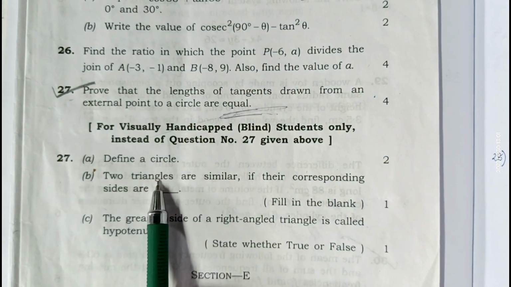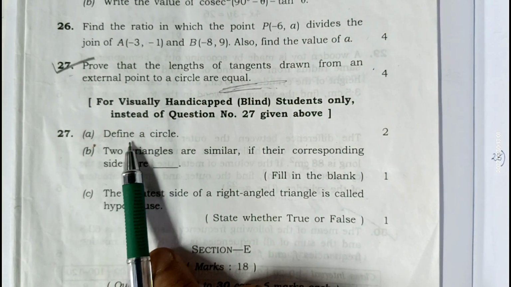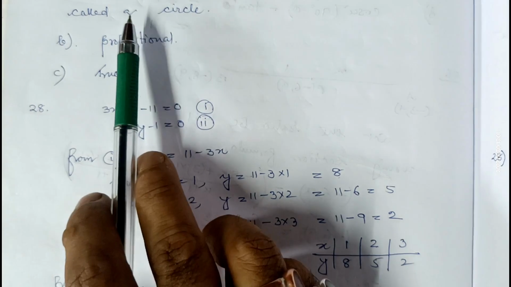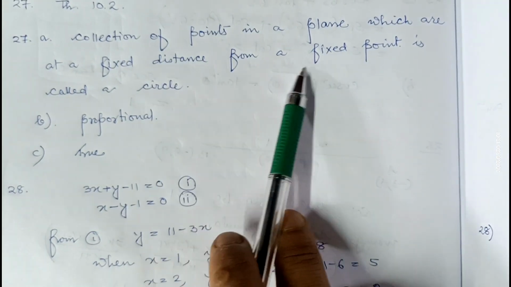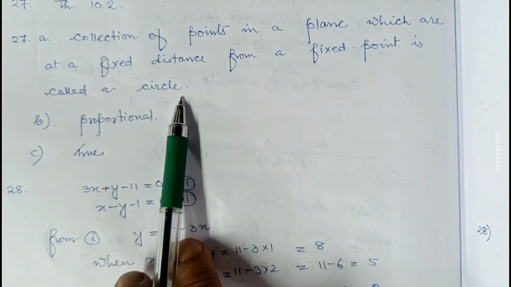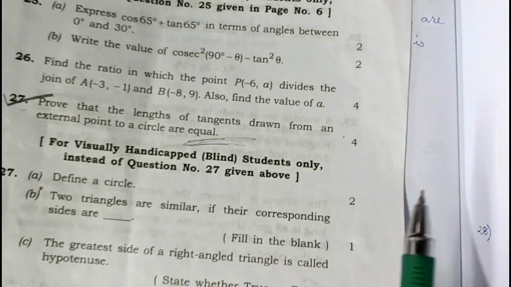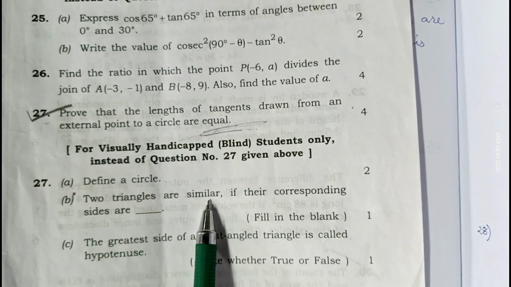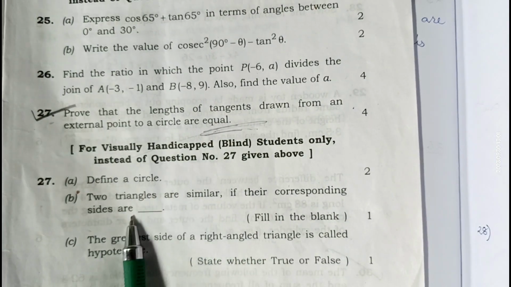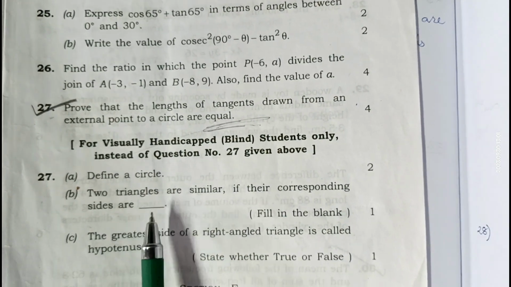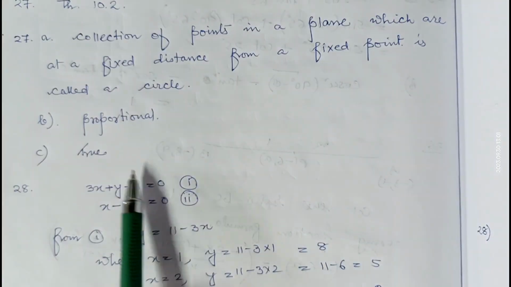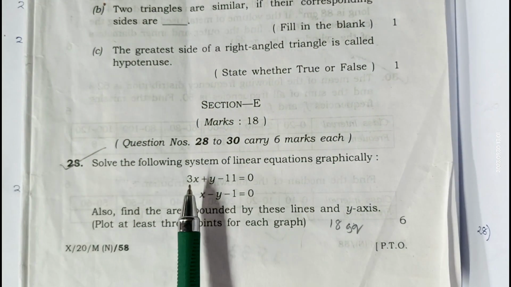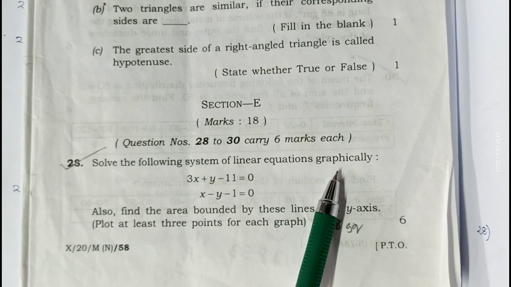For the second part, which is for the blind students, first question is define a circle. Circle means it is the collection of points in a plane which are at a fixed distance from a fixed point. Then it is called a circle. In the second part, it is given two triangles are similar if their corresponding sides are, answer will be proportional. The third part, it is given the greatest side of a right angle triangle is called hypotenuse. The statement is true.